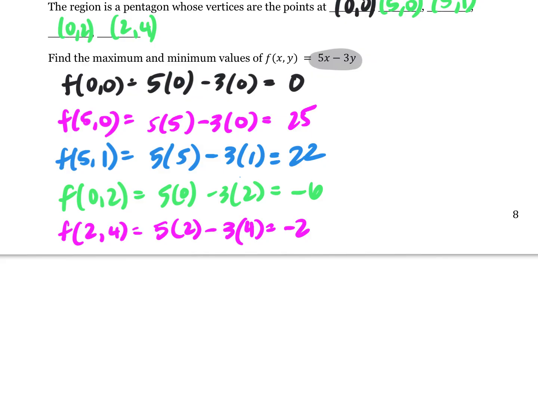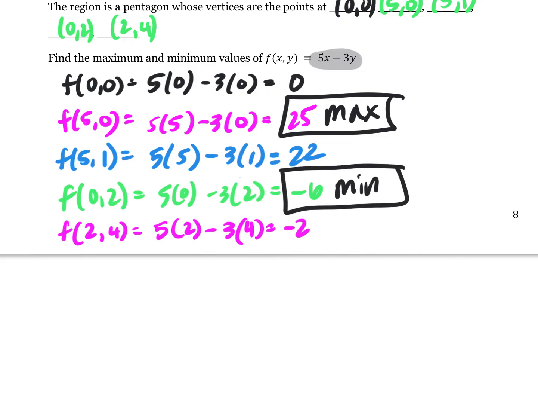So my question is, which one of those is my max value? Gladman, you're right, 25. So I would just go 25 as my max. Which one's my min number? Negative 6, right? At 0, 2. Well said, Shar. So my min's going to be negative 6, happening at 0, 2. My max is 25, and that's happening at 5, 0. Guys, that's it.